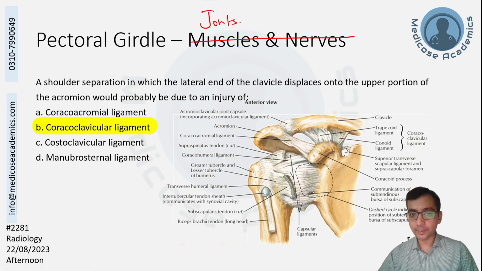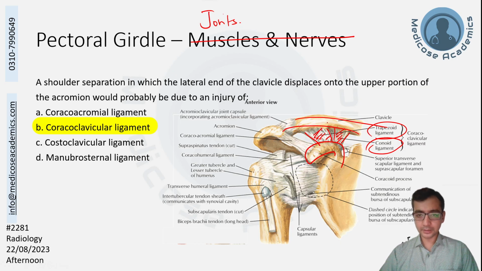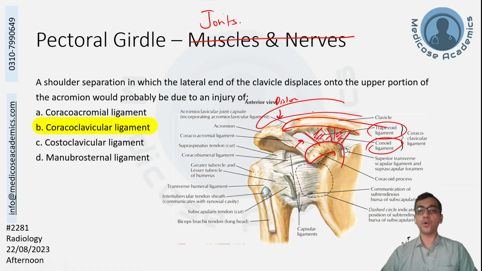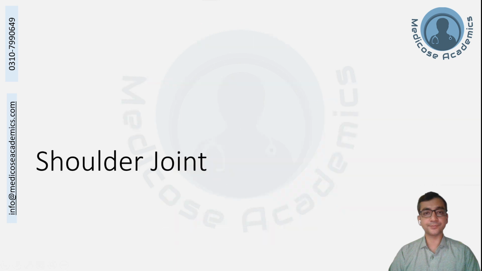And this is the coracoclavicular ligament. This is the coracoid process of the scapula, and this is the clavicle, and the ligaments that run between them. These are the coracoclavicular ligaments, and they have two parts, trapezoid and conoid. In case of dislocation of this joint, it's only possible when these ligaments are torn and the clavicle can now move freely to go to another place like this, that is, in this case, it displaces onto the upper portion of the acromion. So that is the trapezoid and conoid ligaments, or coracoclavicular ligaments.